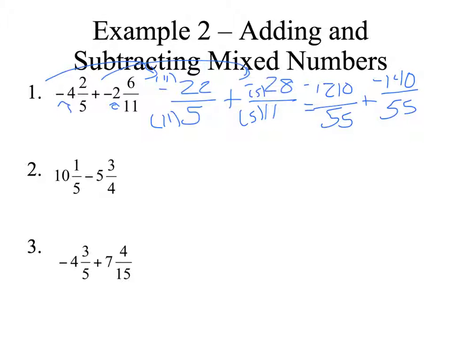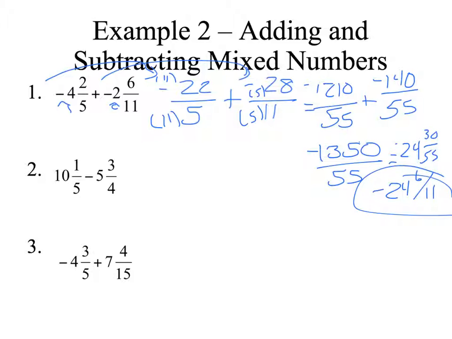And go ahead and add my numerators together. That's going to give me negative 1,350 over 55. And go ahead and do the long division. I'm going to get negative 24 and 30 over 55, which will reduce to negative 24 and divide top and bottom by 5. So that would be negative 6 over 11. So that's that one.